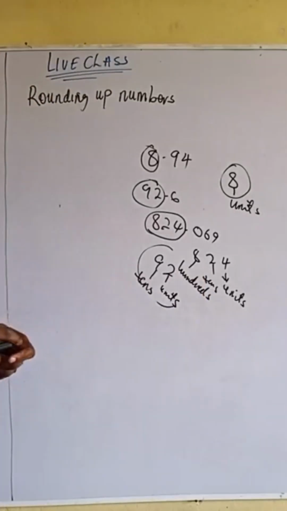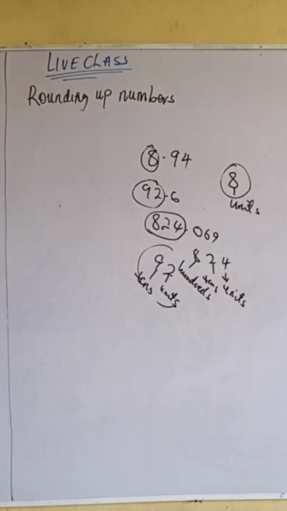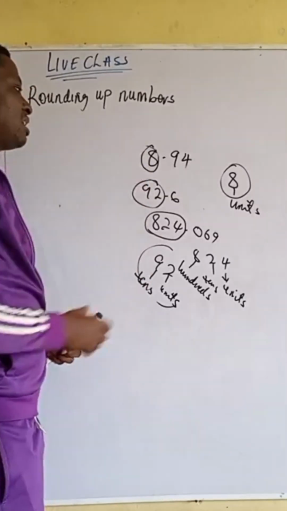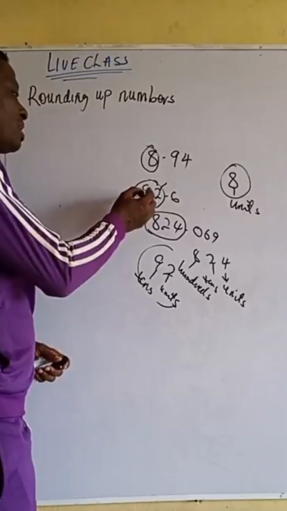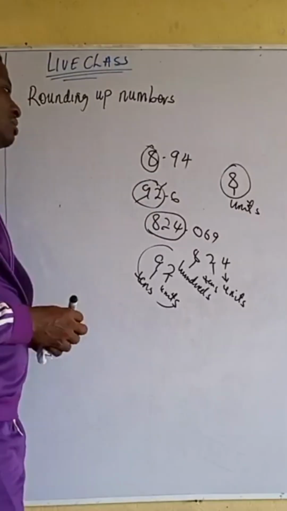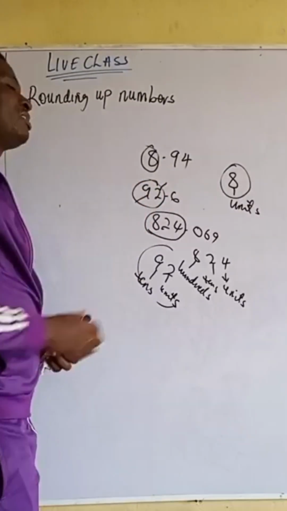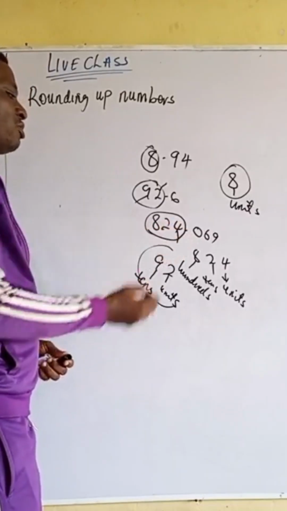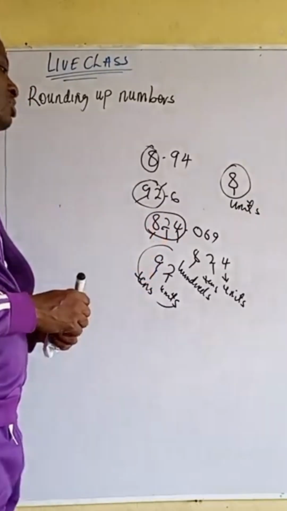So I want you to pay attention, because it's very important that you understand what we are doing here. The place value of 8 here is units. The place value of 9 here is tens. The place value of 2 here is units. The place value of 9 is tens. The place value of 4 is units. The place value of 2 is tens. The place value of 8 is 100.